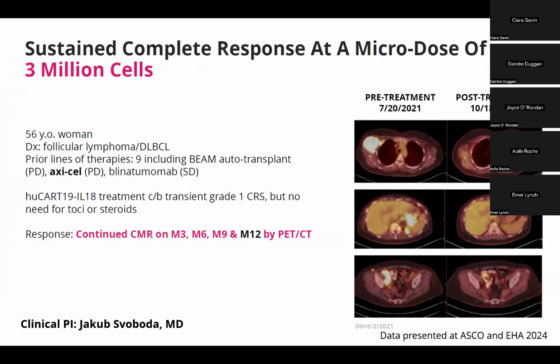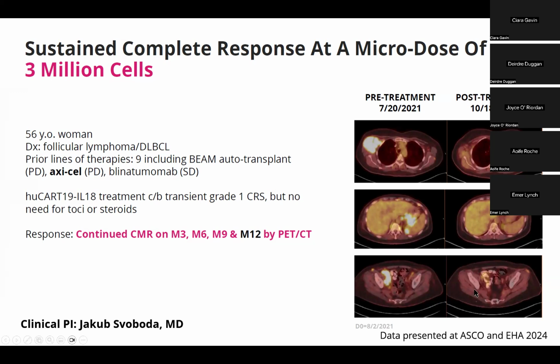Now, we started at a very low dose, not per kilogram, but 3 million total CAR T cells. This first patient had received 9 prior lines of therapy, including radiation, an autologous transplant, a commercial CAR, a bispecific antibody, and look what happens with 3 million total T cells, a dose that we would give a couple of mice.